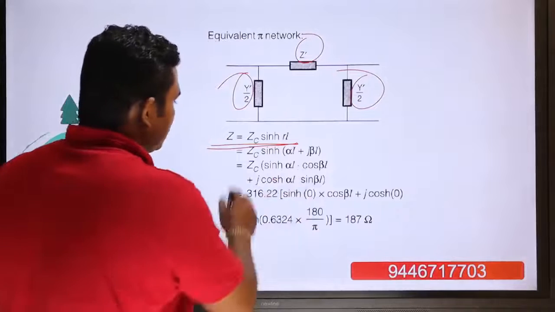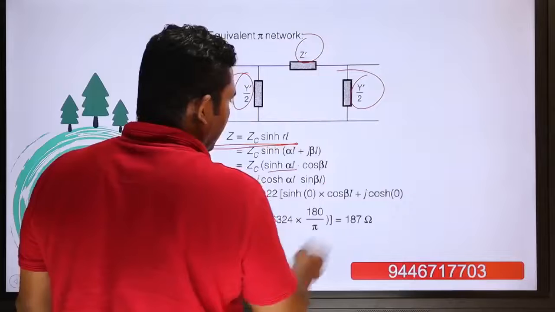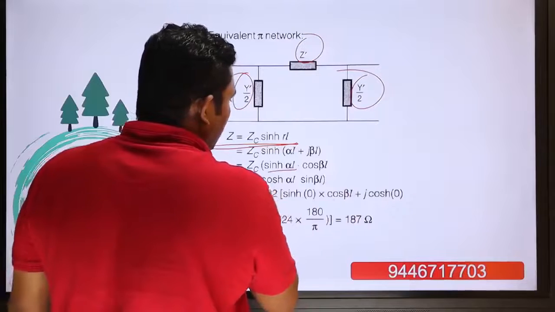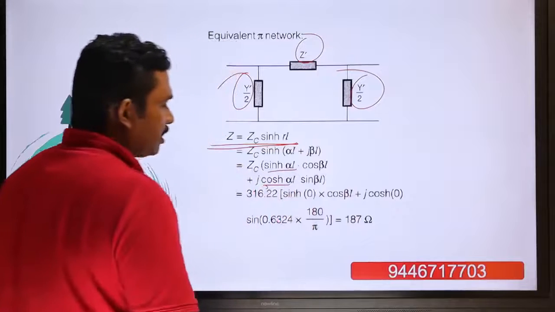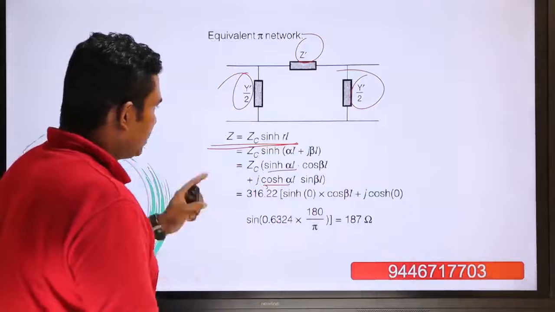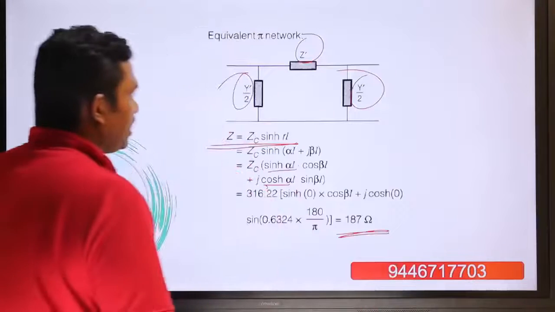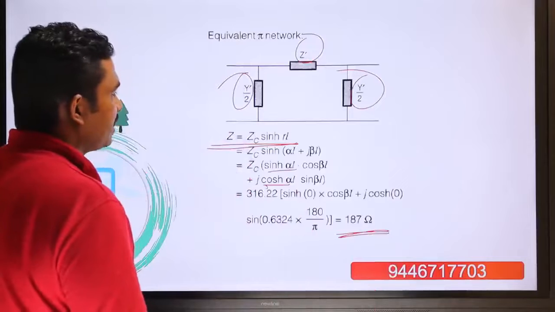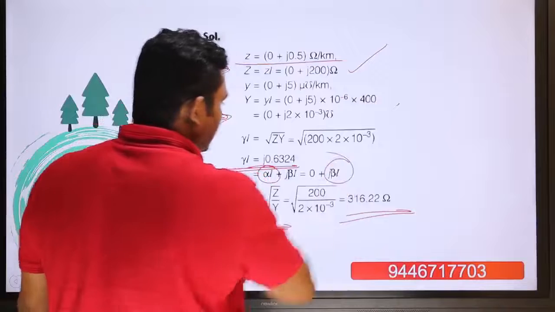So this becomes equal to ZC into sinh(αL) cos(βL) plus j cosh(αL) sin(βL). When you substitute all these values, you will get the value of impedance to be 187 ohm. It is obtained as 187 ohm because there is no value of alpha. Alpha is equal to 0. Only the value of jβL remains.